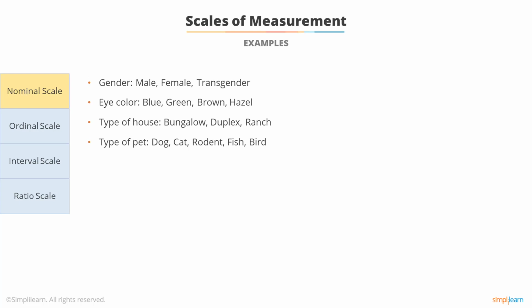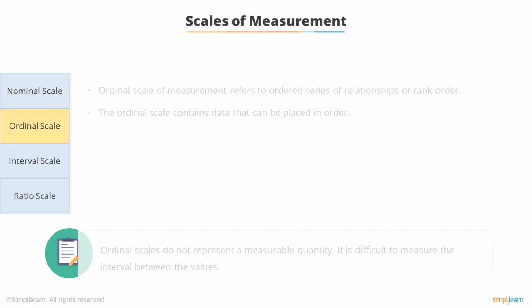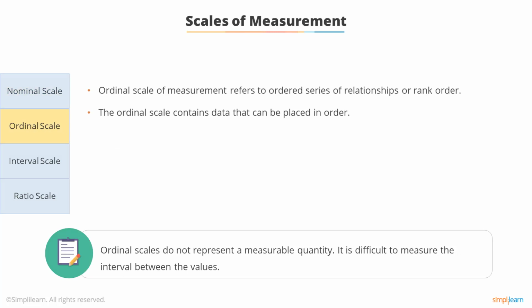Types of houses: bungalow, duplex, or ranch. A type of pet: dog, cat, rodent, fish, or bird. So an ordinal scale of measurement refers to an ordered series of relationships or rank order. And this ordinal scale contains data that can be placed in some type of order.